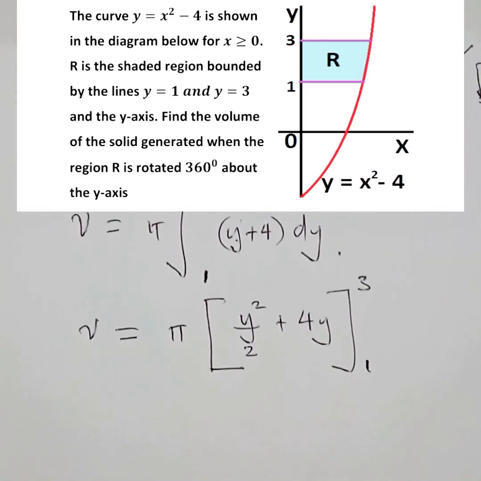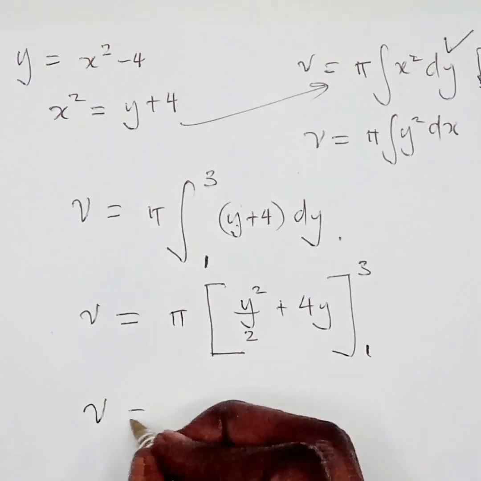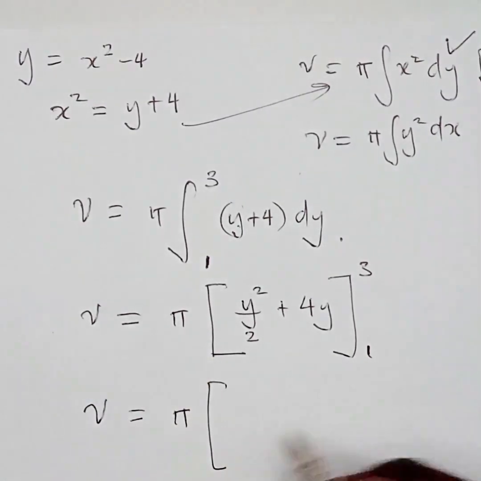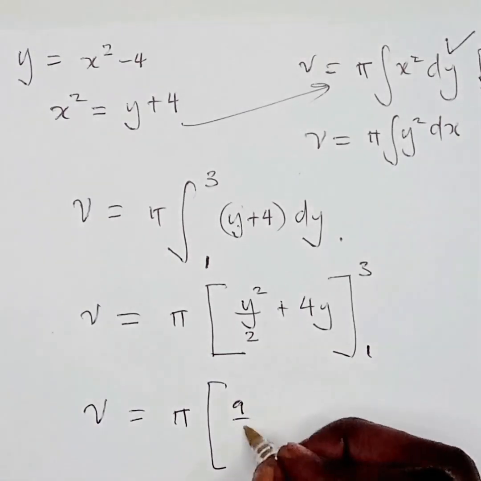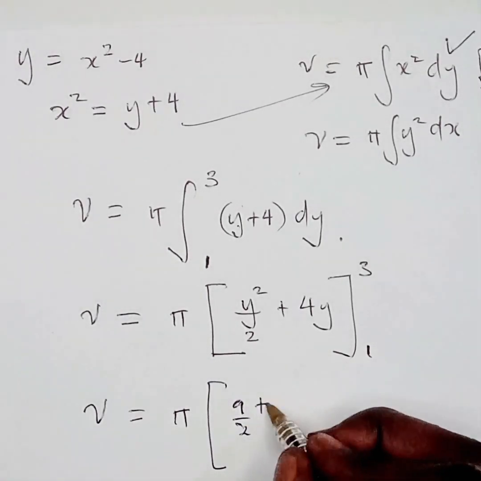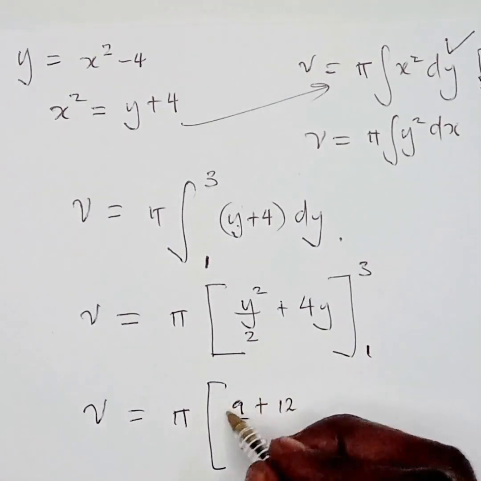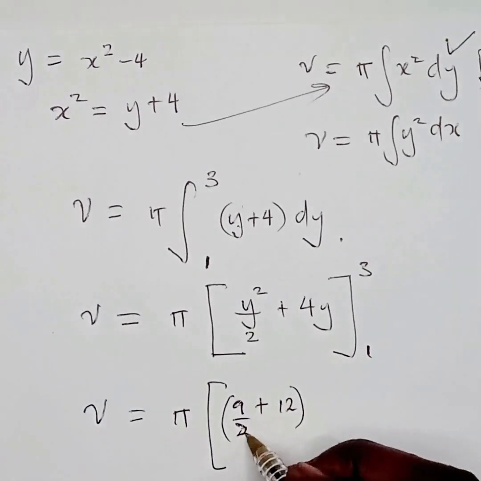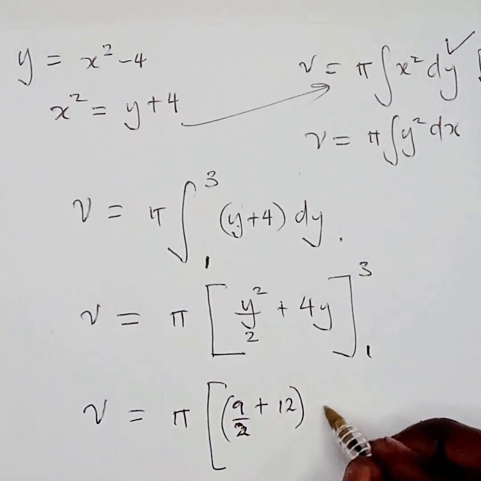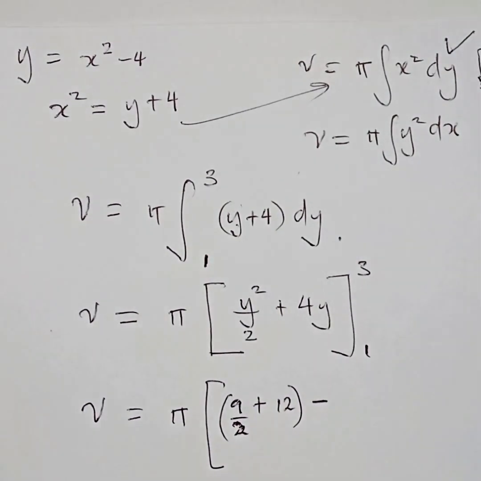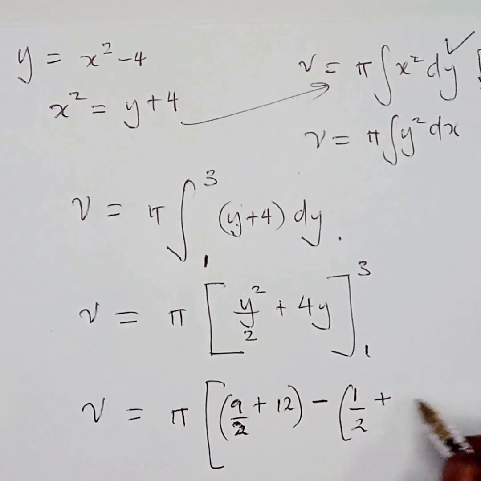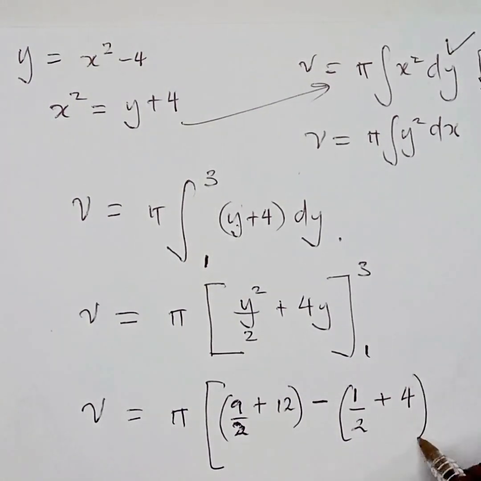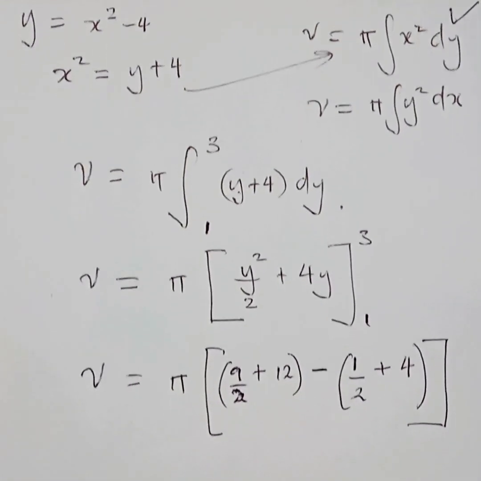All right. So now we can say volume V is equal to pi. Now y squared, that is 3 squared, you're going to get a 9 over 2. Then plus 4 times 3, that is 12. All right. And then we are going to subtract that from, we put a 1 into y, we get 1 over 2, then plus 4. All right. Now we can just simplify what we have there.